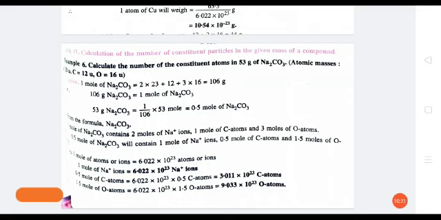And what about O atoms? Again we will multiply it with 1.5. So we'll get 9.033 into 10 to the power 23 O atoms. In this way we will find the constituent atoms of each single particle present in a compound.